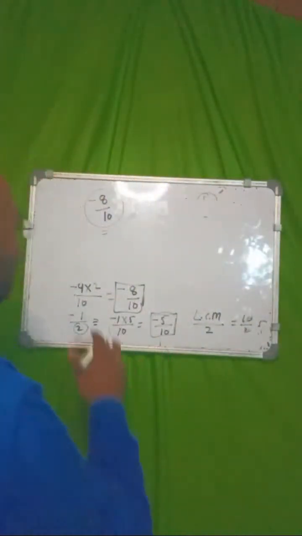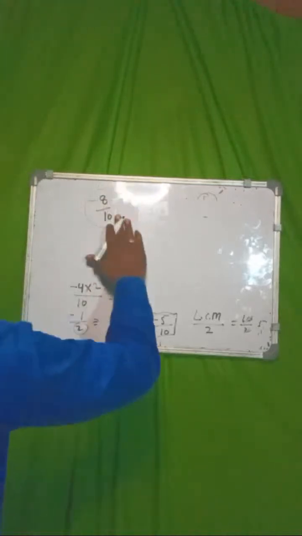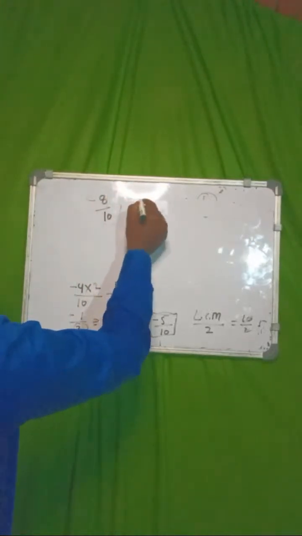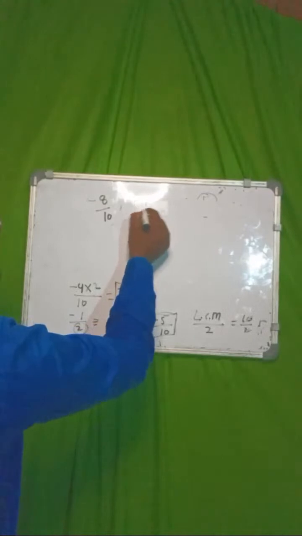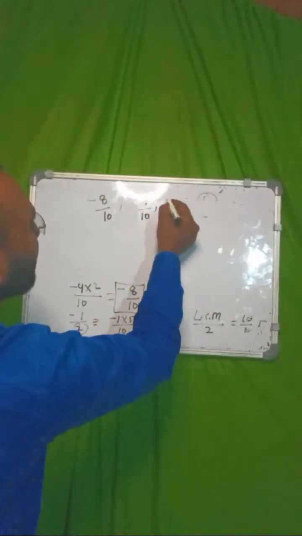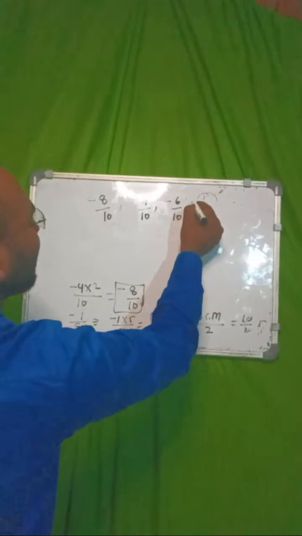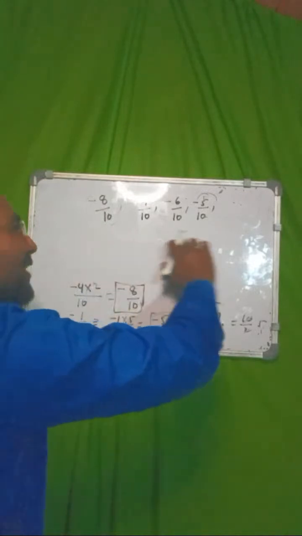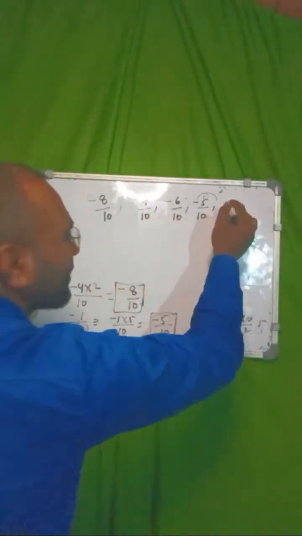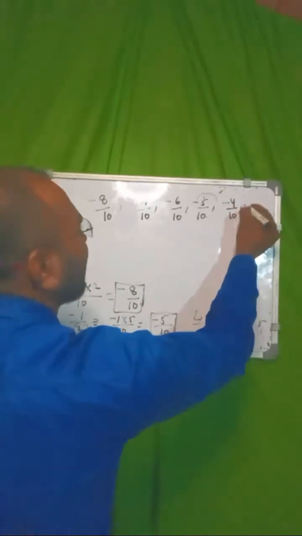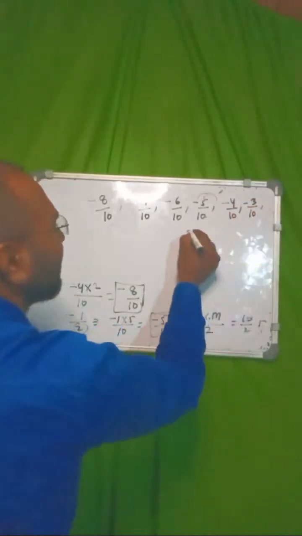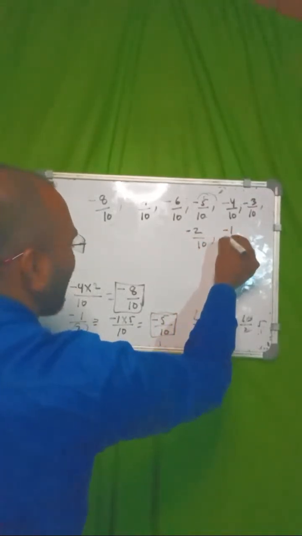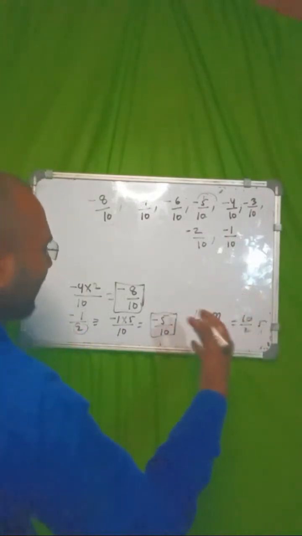So which one is the smaller number? Minus 8 by 10. Which one will be the next? Minus 7 by 10. The next one will be minus 6 by 10, then minus 5 by 10. Because they are negative, we have to go in descending order. So minus 5 by 10, then minus 4 by 10, minus 3 by 10, minus 2 by 10, then minus 1 by 10. It's going to be like this.